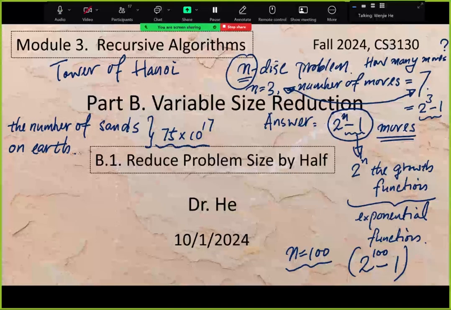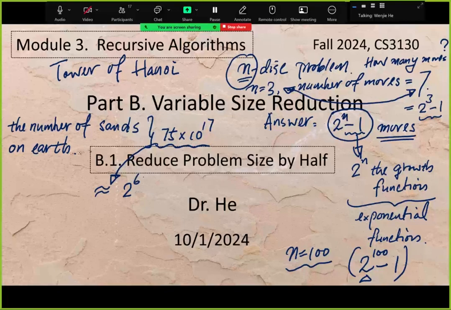But here, to compare that number with our number of moves in the Tower of Hanoi problem, we do a conversion. If you do the conversion, this number can be converted to approximately 2 to the 63rd. That number.